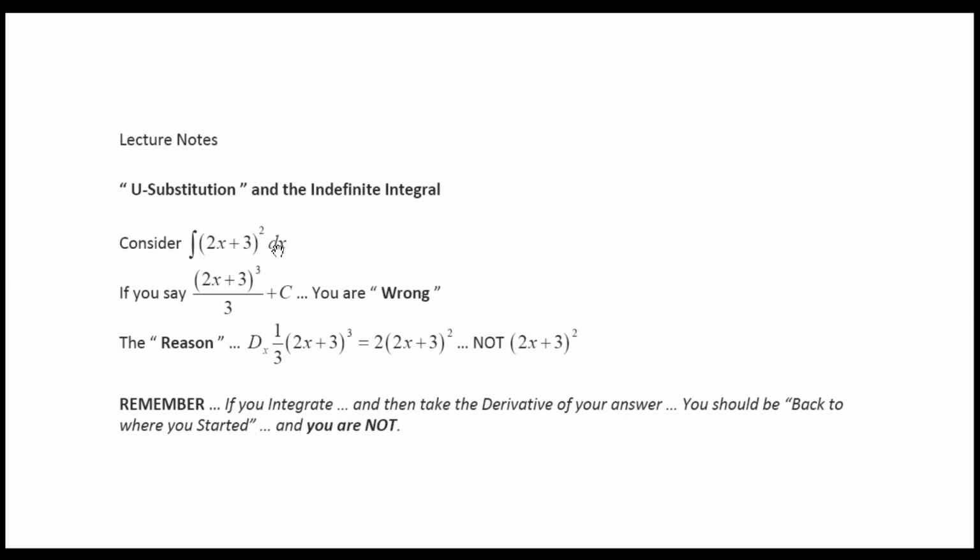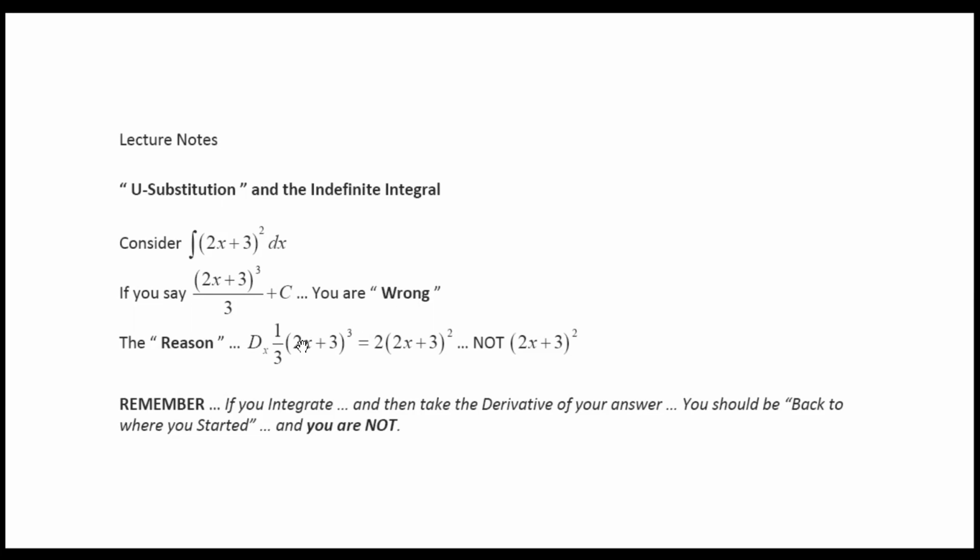We want to find the antiderivative based on what we know, which is the power rule. Then we probably would assume this is (2x + 3)³ divided by 3, plus C. We're here to tell you, if you do that, you are wrong.